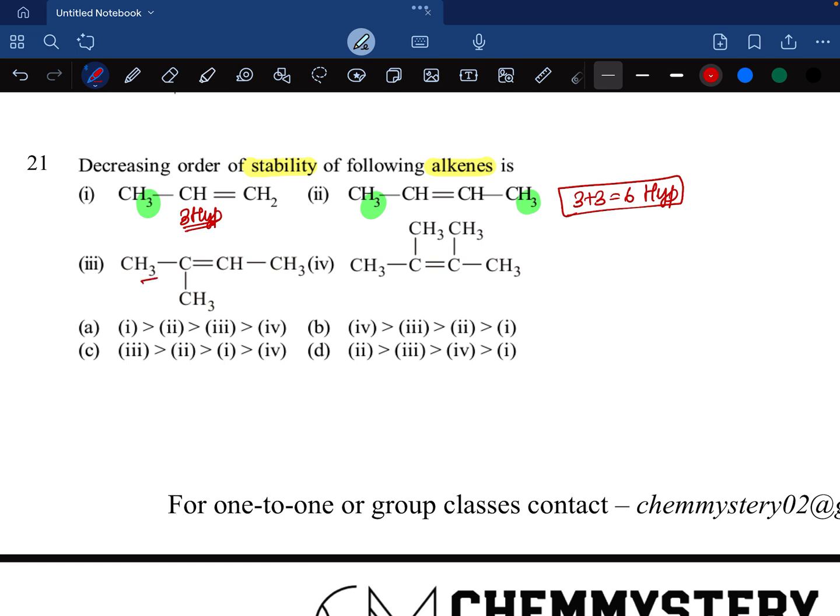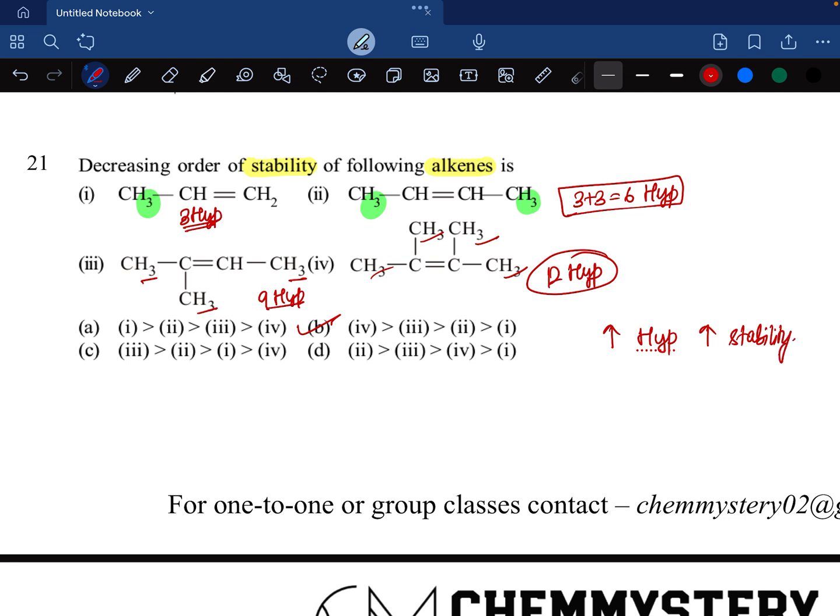In which how many? 3 plus 3 and this side 3. So 9. In this how many? 12 hyperconjugative structures are present in order to stabilize. So decreasing stability will obviously be 4 more and 1 less. So 4, 3, 2, 1. The answer for this should be B. You know, the more the number of hyperconjugative structures, the more the stability.